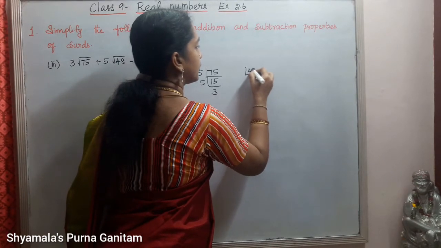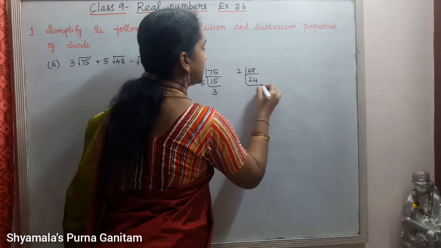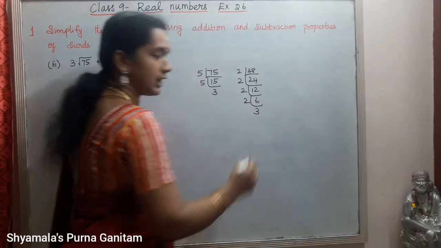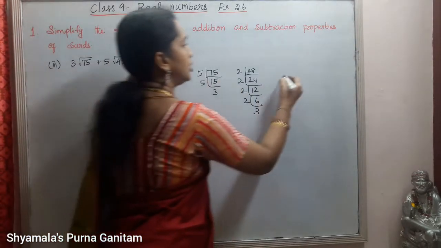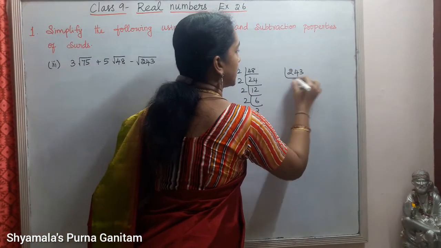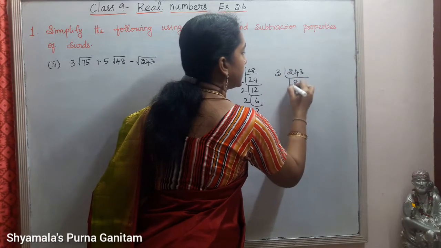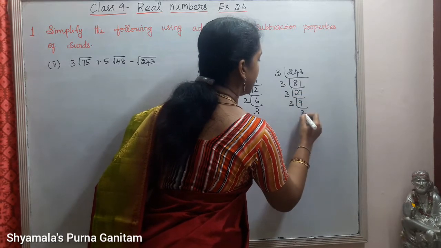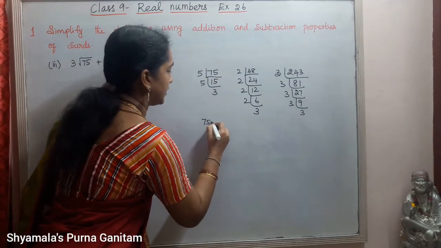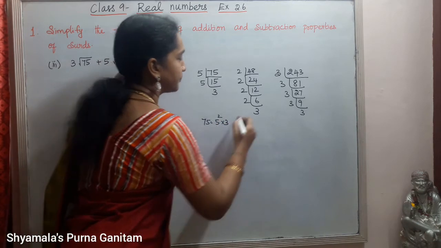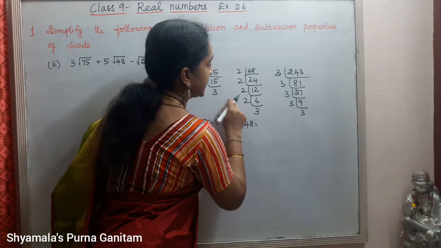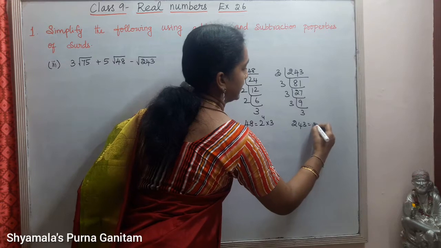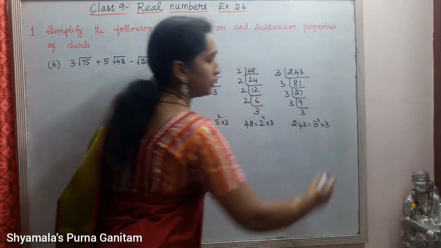Then 48: 2, 24, then 2, 12, then 2, 6, then 2 and 3. These are the factors of 48. Then 243: 3, 81, then 3, 27, then 3, 9, then 3, 3. So 75 we can write as 5 squared into 3, 48 as 2 power 4 into 3, and 243 as 3 power 4 into 3.